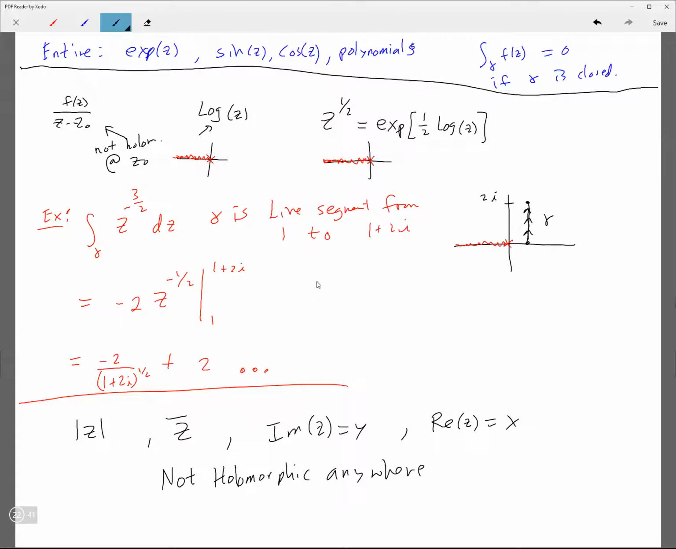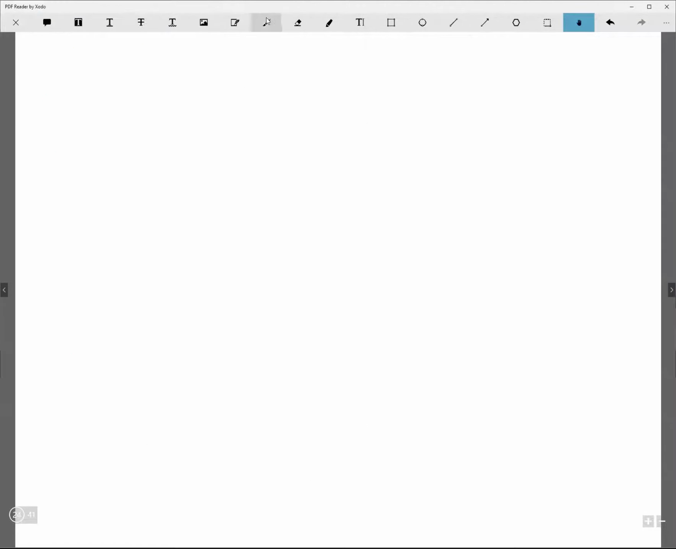Okay, and then there is another case which is really important, and it's actually this case right here. This is a very important case. So let me talk about this for a little bit. I'll start with an example.